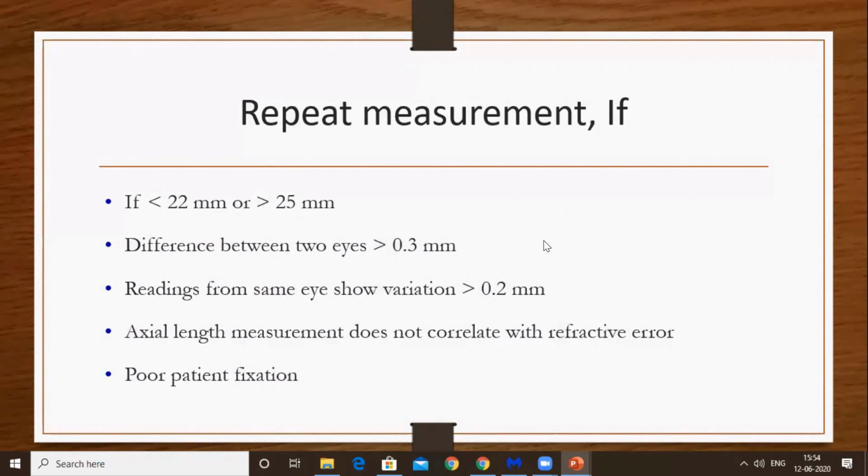And also the patient fixation. Patient fixation is very, very important in both the contact method and the non-contact method. In the non-contact method, mostly there will be a light fixation that the patient can see. But in cases of dense cataract, the patient can't fixate at the light source. In that case, you want to give an external target to fixate, and then take the readings.